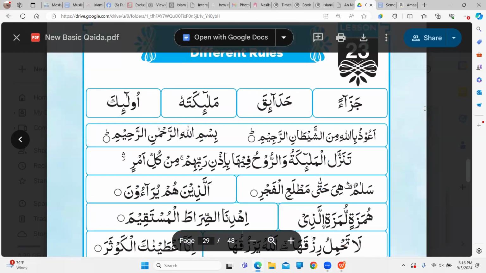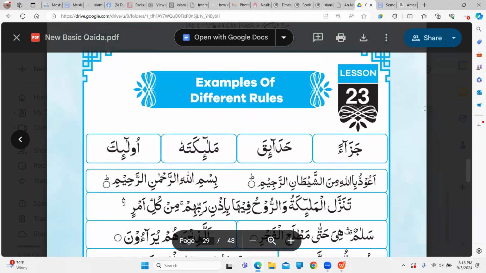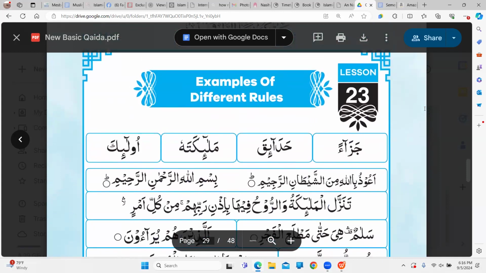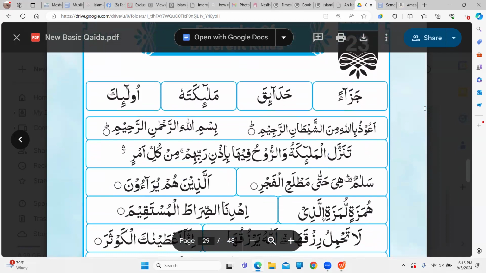So this is what we call the example or application of all the rules. Same thing, they have to read this page with spelling 5 times, without spelling 15 times. That is the golden rule: 5 times with spelling, 15 times without spelling, putting their fingers and paying attention, knowing where their fingers are. Okay, we're done with the qaida.